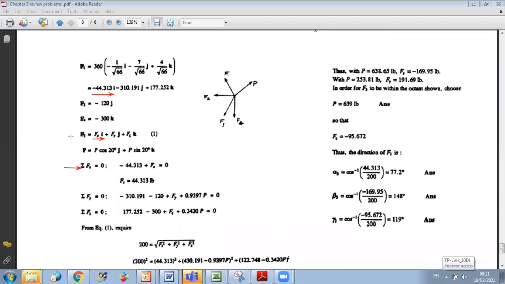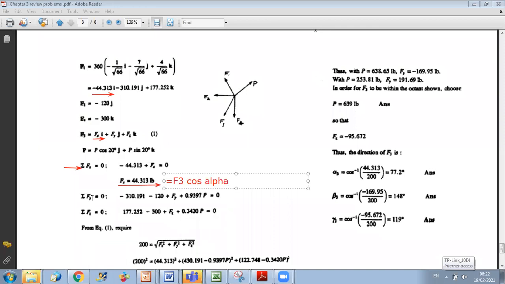And you know that F3x is F3 cosine of the angle. So if you want, you can first find F3x, then say that F3x is simply equal to F3 cosine. We name the angle alpha, and since you know the magnitude of F3, which is 200, you can from this relation get the value of alpha.